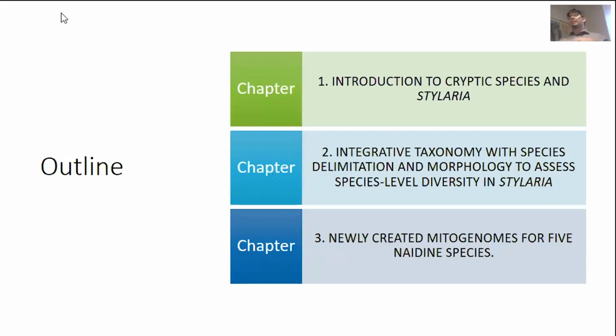For the second, major portion of the thesis, we're going to cover some species delimitation of Stylaria. We want to see just how many species there are in this genus by using an integrative taxonomic approach, so we're using morphology and molecular information combined to assess the level of species diversity. And then we're going to get a quick look at some newly created mitogenomes for 5 Naidine species, with a nice mitogenomic tree, one of the largest out there currently.